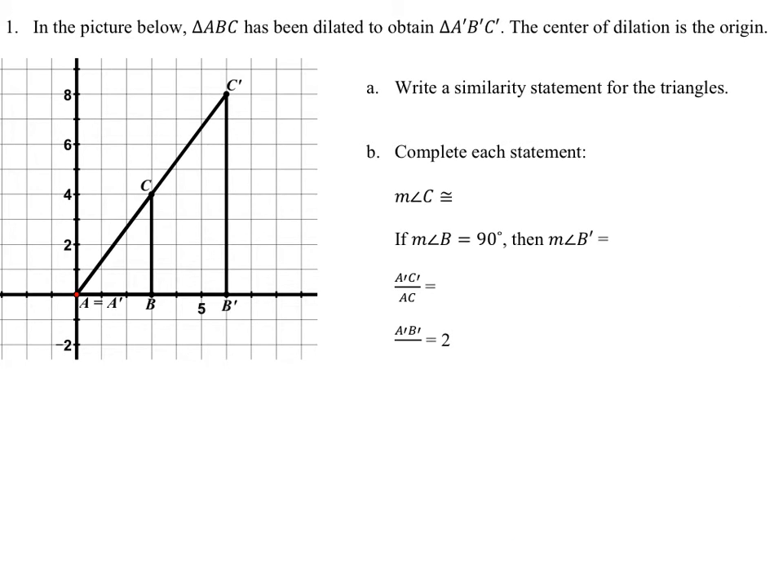In the picture below, triangle ABC has been dilated to obtain triangle A prime B prime C prime. The center of that is the origin. You know what I meant. All right, a similarity statement for these two. We know we've got triangle ABC, and this one should be similar to triangle A prime B prime C prime.